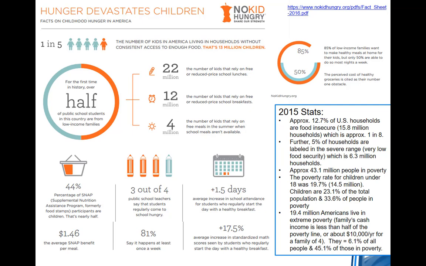5% of households are labeled in the severe range, as in very low food security. Well, 5% of households is 6.3 million households. That's a lot of people. So take a minute and again, familiarize yourself with some of these statistics.